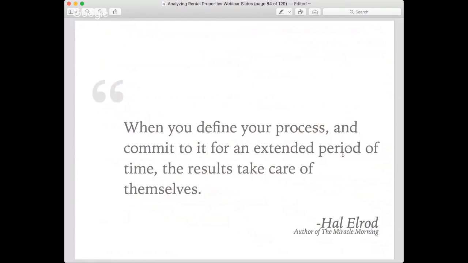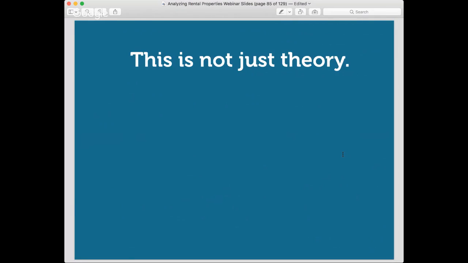So, like Hal said, when you define your process and commit to it for an extended period of time, the results take care of themselves. Now, guys, this is not just theory. I understand that when I teach this stuff, I talk about it a lot because I'm so passionate about this idea of a process. This is not some pie in the sky theory.